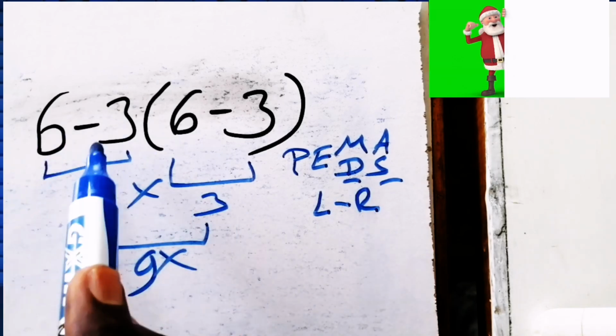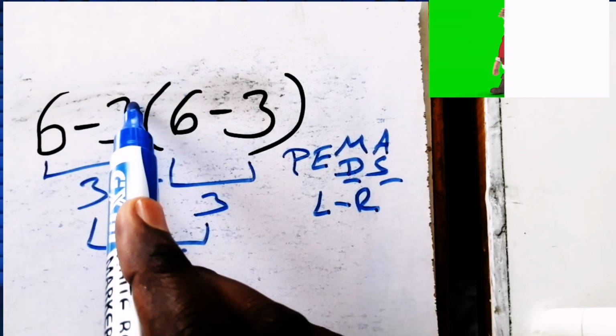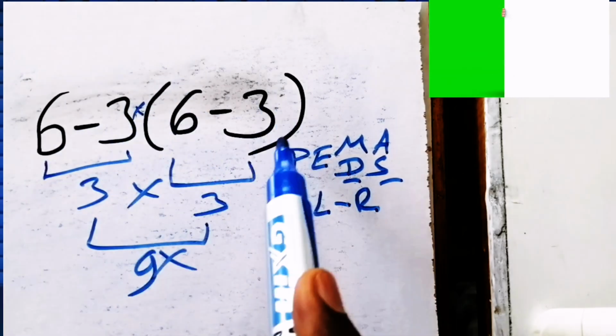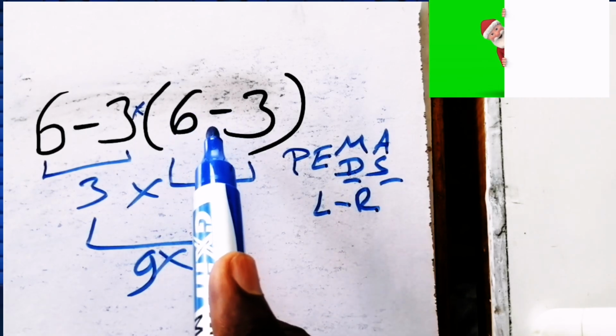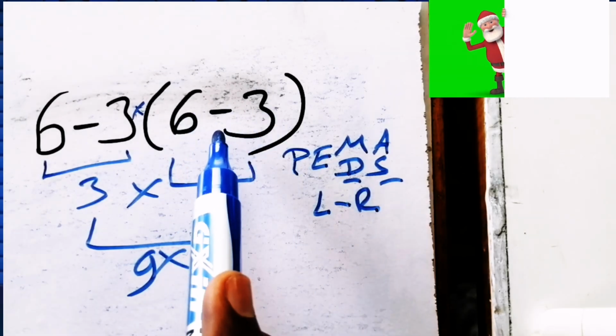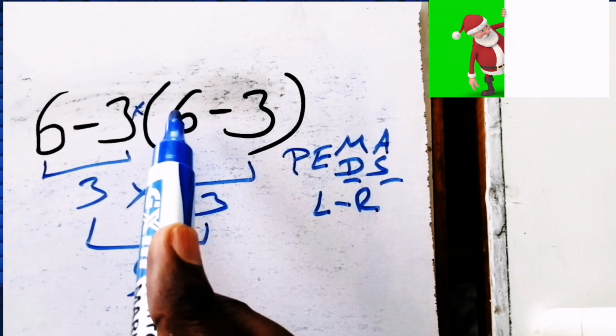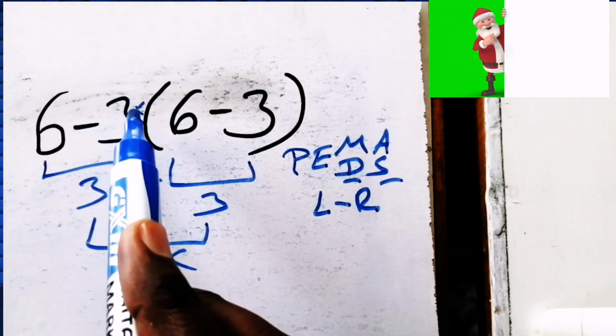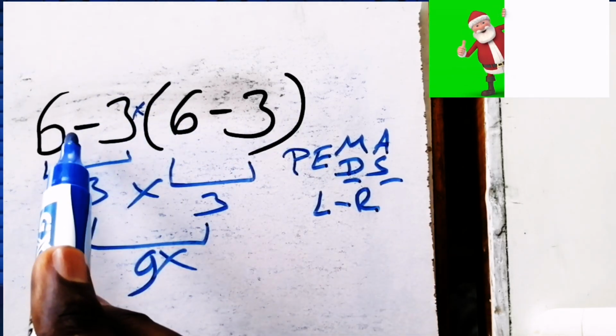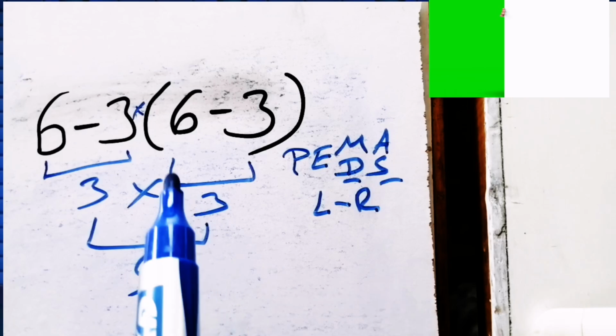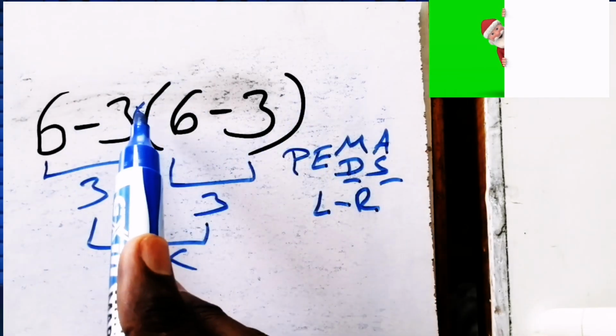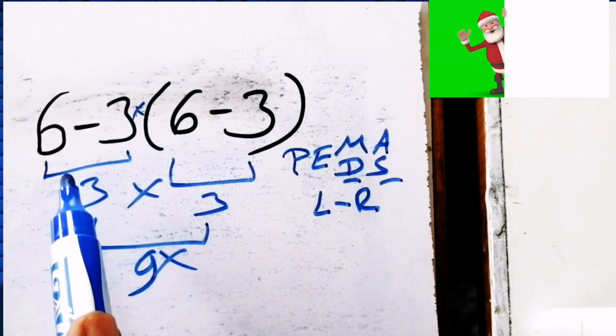In this expression there is one subtraction here, one multiplication here, and one parenthesis. Inside the parenthesis there is subtraction. According to PEMDAS, first we have to do this parenthesis, next this multiplication, and finally this subtraction. Okay, if we do this subtraction before this parenthesis or this multiplication, it is wrong.